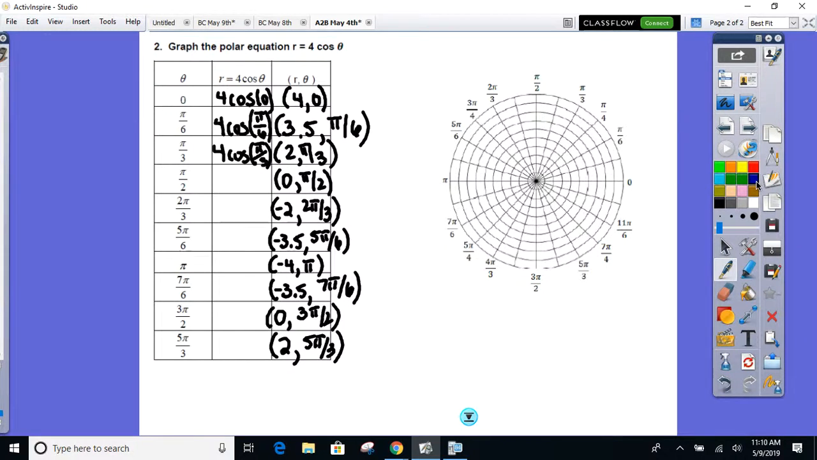All good? You ready to plot them? Everyone ready to plot? Okay, first point, 4, 0. So at 0, how many units are we going to go out? 4. So everyone go 4 units out. I'm going to take my time here. This is the only one we're doing today. 1, 2, 3, 4. There's my first point of the graph.